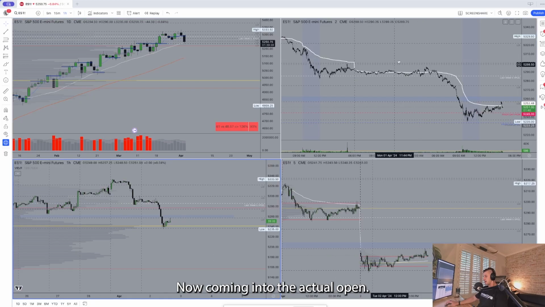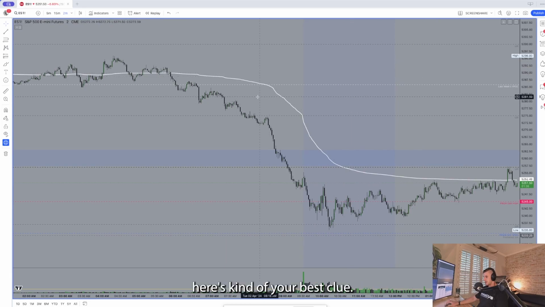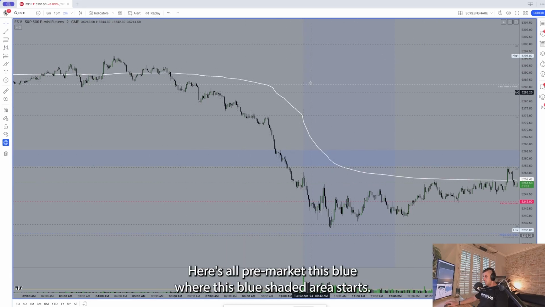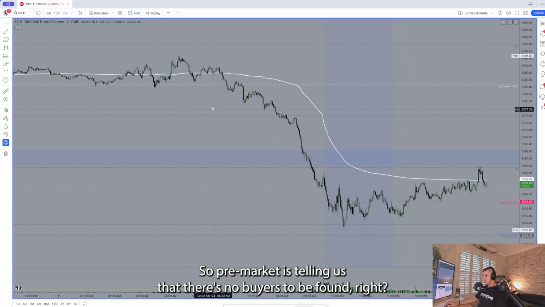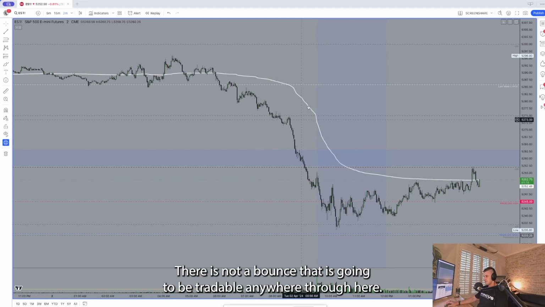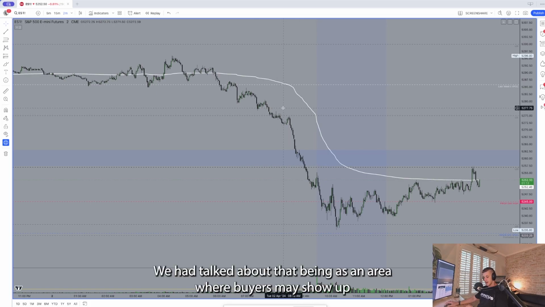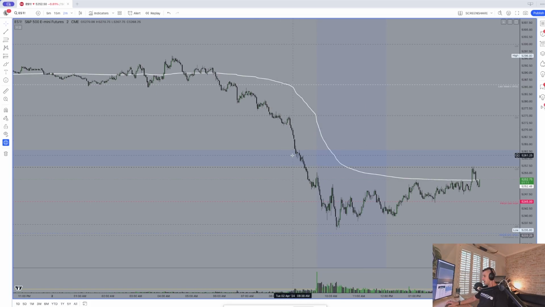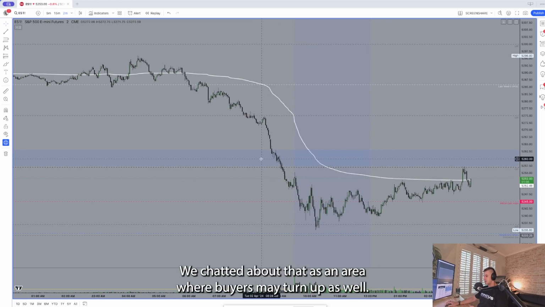Now, coming into the actual open, if we take a look at the pre-market action, here's kind of your best clue. Here's all pre-market, this blue, where this blue shaded area starts, that's the regular trading hours session. So pre-market is telling us that there's no buyers to be found, right? There is not a bounce that is going to be tradable anywhere through here, 5275, right? We had talked about that being as an area where buyers may show up. And then 5257, we chatted about that as an area where buyers may turn up as well.